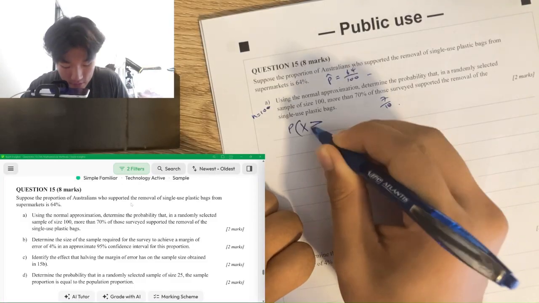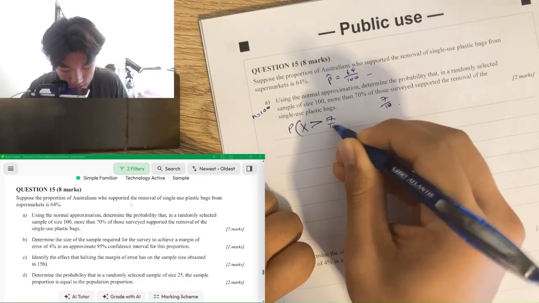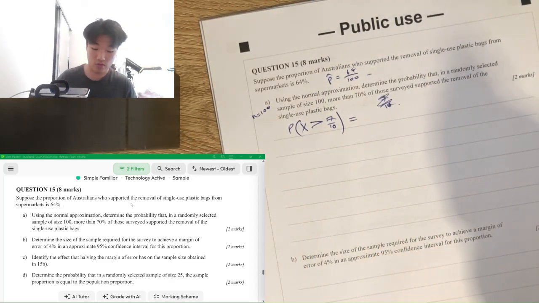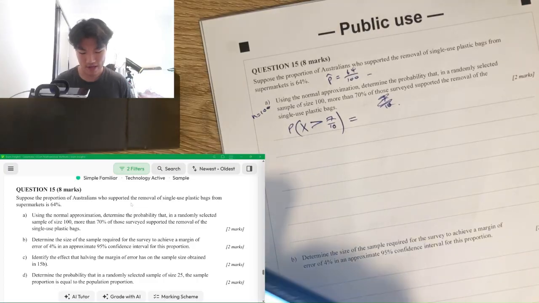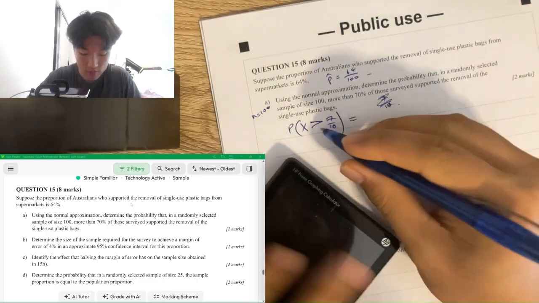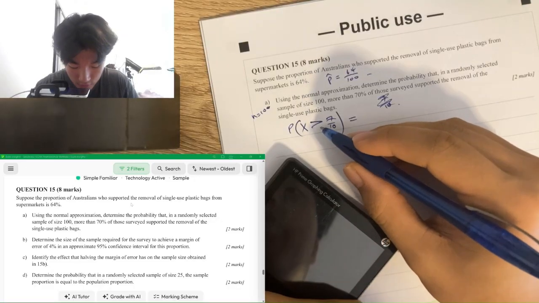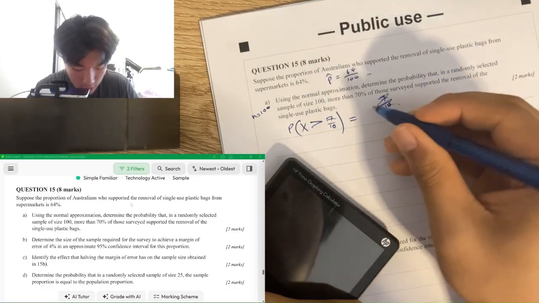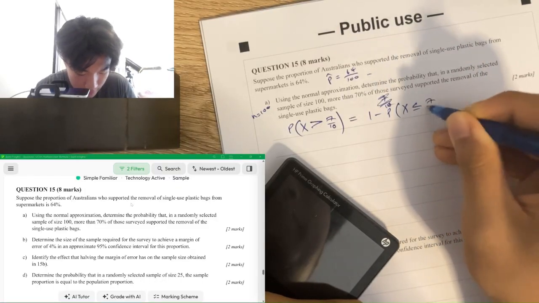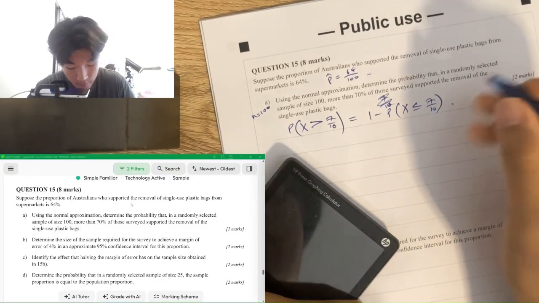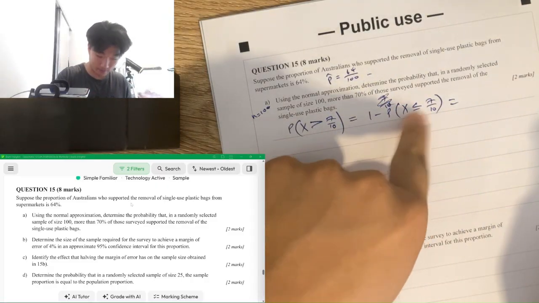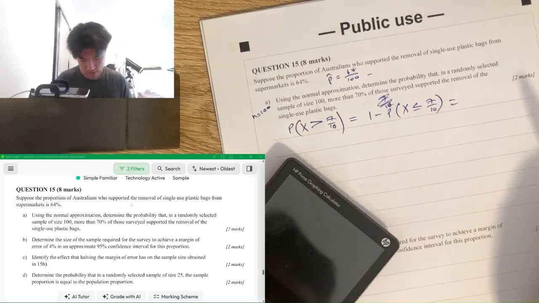Probability that x is greater than 70 over 10. Yeah, and then we're finding out the probability. Okay, I don't know why it took me so long to actually read the question. This is the upper tail probability, so we need to convert it to the lower tail probability. Since it's a normal approximation, it doesn't really matter that it's equal to.